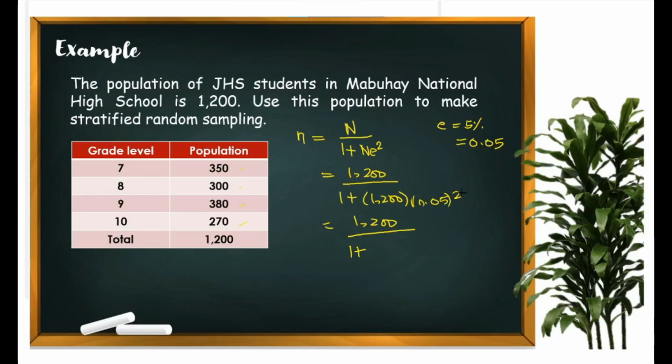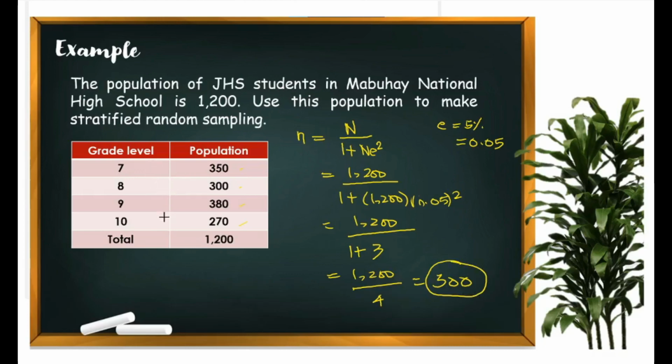So, ang sagot doon is 3. Okay? And then, the answer, 1,200 divided by 1 plus 3 is 4. And the result for this, 1,200 divided by 4 is equal to 300. Meaning, sa 1,200 na population natin, ang kukunin lang natin doon na respondents ay 300. Pero paano natin malalaman yun sa buong population?